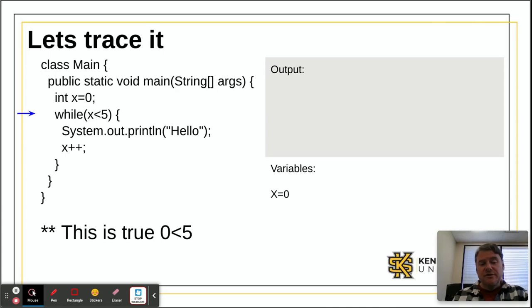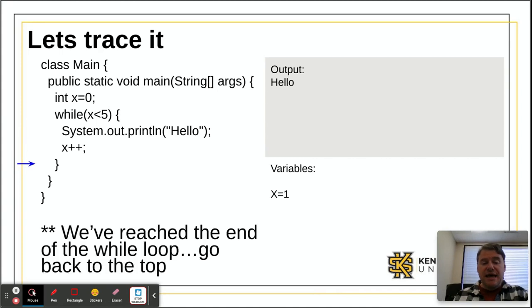All right, so next up what we have is while x is less than 5. Okay, so 0, which is the current value of x, less than 5 is true. And so therefore, we are going to go into our loop. So 0 is less than 5. So we move on to the next thing, which prints out the word hello. Next up, we do an x++, and that changes our variable from 0 to 1. Notice down in the bottom right-hand corner there, it went from 0 to 1. All right, and now we reach the end of the while loop.